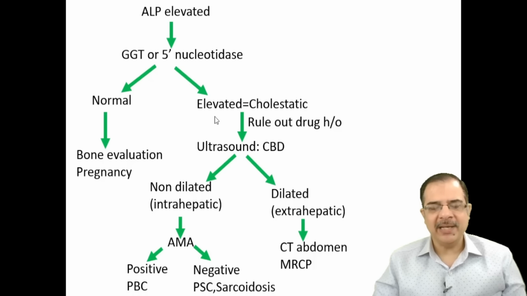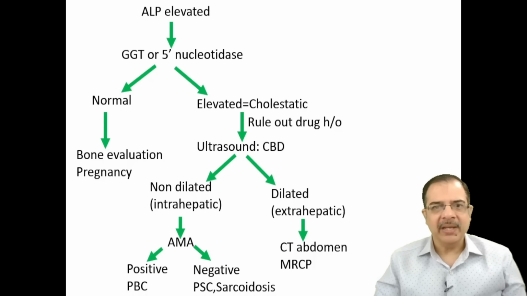If ALP is elevated along with gamma GT, that means the source is most likely the bile duct. So there will be a bile duct obstruction, obstructive jaundice, or we call it cholestasis. So the first step is the history. Rule out the drugs which lead to cholestasis. If the history is ruled out, then you order the ultrasound, and in the ultrasound look at the common bile duct status.